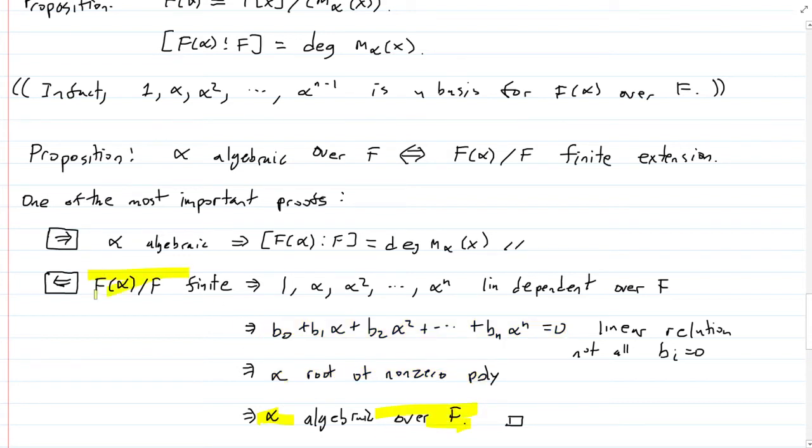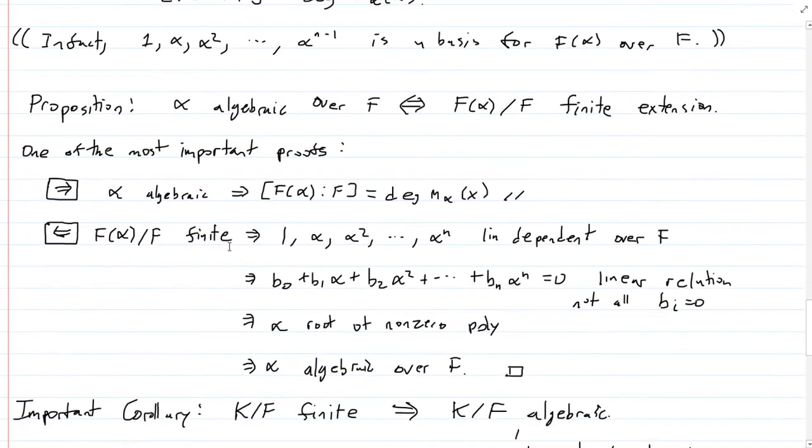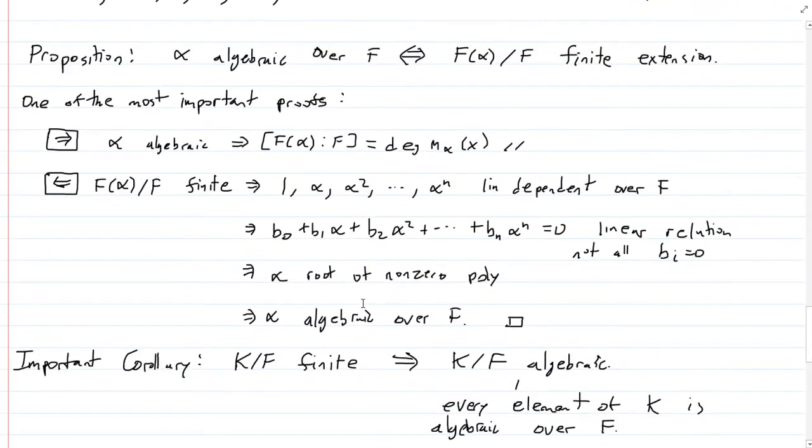So that's how the simple extension being finite implies that the element you adjoined is algebraic, right? That's a really important idea. And then an important corollary is that K over F being a finite extension, again this means the dimension of K over F is finite, implies that K over F is an algebraic extension. And what this means is that every element of K is algebraic over F.